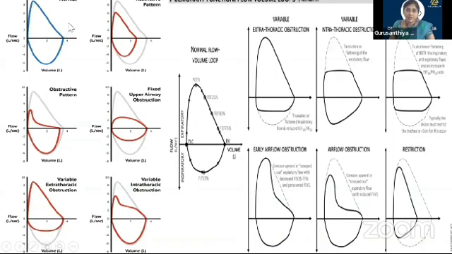What happens in case of an obstruction? In case of an obstruction, as we have seen in the Tiffeneau index, the FEV1 is reduced, but the FVC is okay. The total lung capacity also is going to be okay, but only the expiratory part is going to be affected. So as you can see in this graph, the inspiration is okay in case of an obstruction. In case of an early obstruction, the patient maximally exhales. In an early airway obstruction, when there should be an expiratory curve like this, it just goes because of an early airway closure because of obstruction.